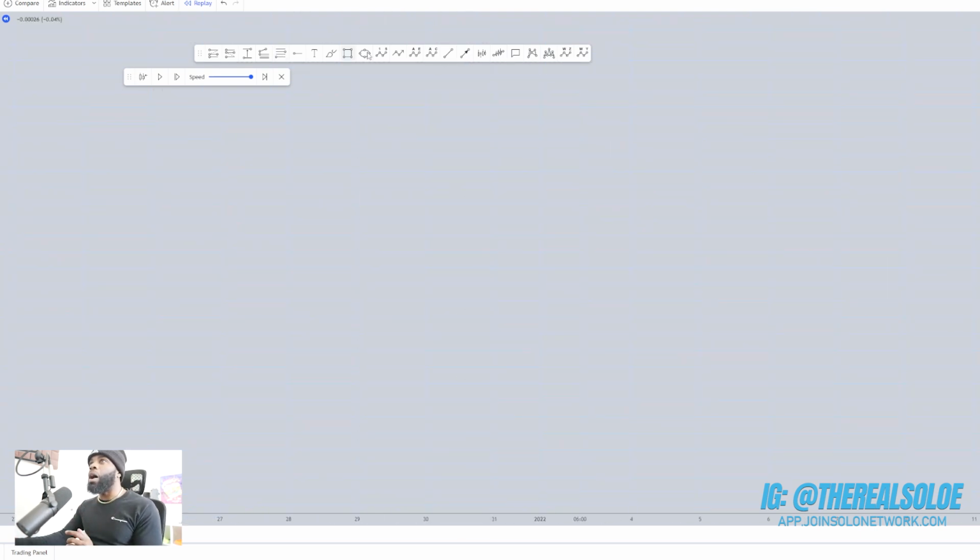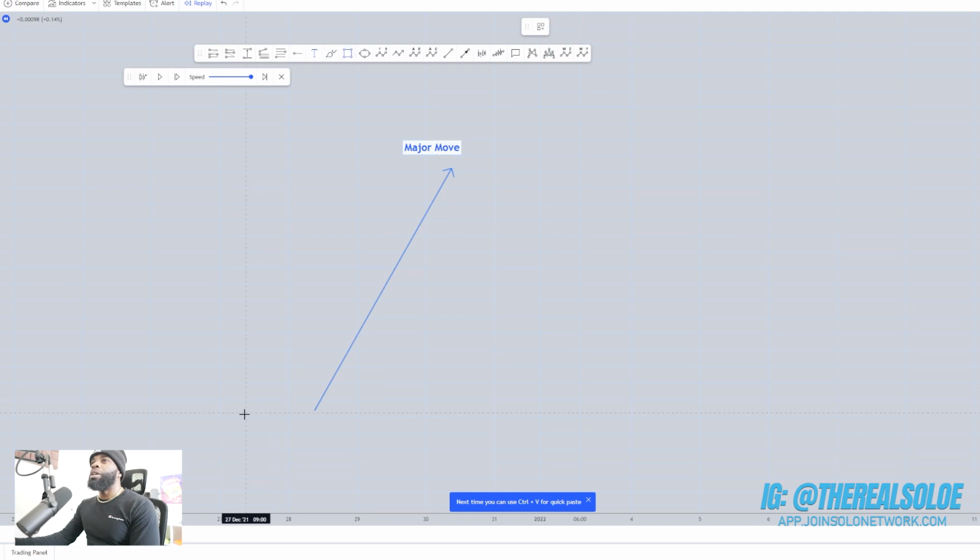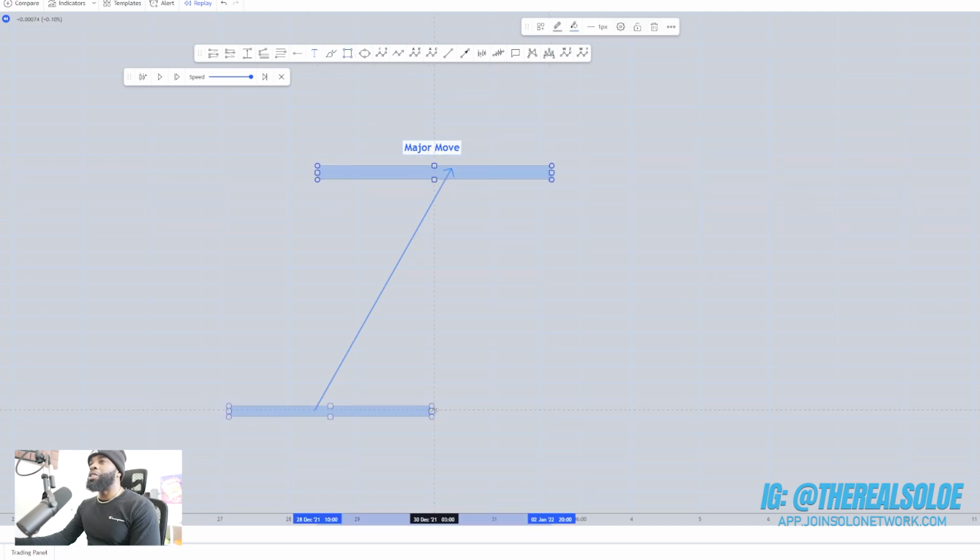So guys, when you are looking at structure and the structure is doing this, inside of this whole entire major move, this is a major move right here. This whole move right here is major. From this structure level to this structure level, this is all major. Major key levels, major support, major resistance, all major levels.